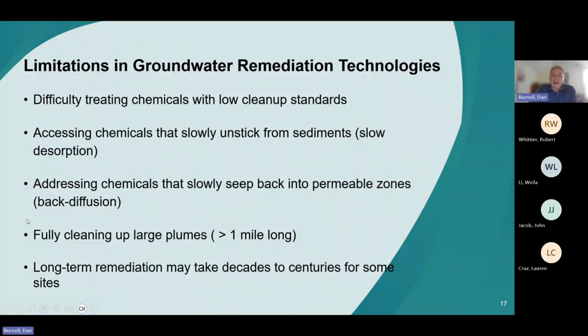Sites that cause contamination had been operating for a long period of time with leaks to the subsurface. They can build large plumes that could be over a mile long, and the bigger the plume, the more difficult it is to remediate the entire zone of the plume. So again, it can take long periods of time, depending on the types of chemicals that we have, the size of the plume, and the complexity of the geology.